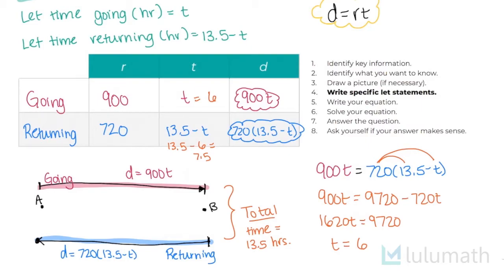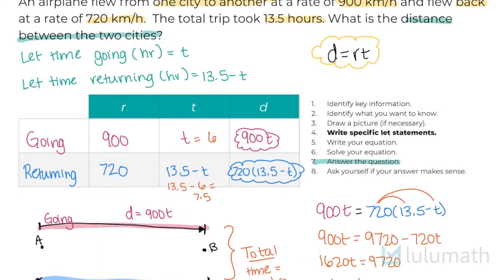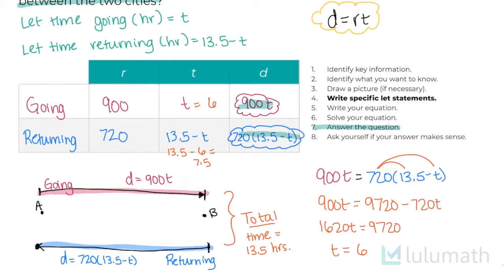Beautiful. So now we've solved our equation. Our next step that we're going to look at is answering the question. And the question is asking us, what is the distance between our two cities? So we need to use these two expressions here or these two expressions here. And they better be equal to each other because the distance between the two cities, regardless of whether you're going or coming back, should never change.